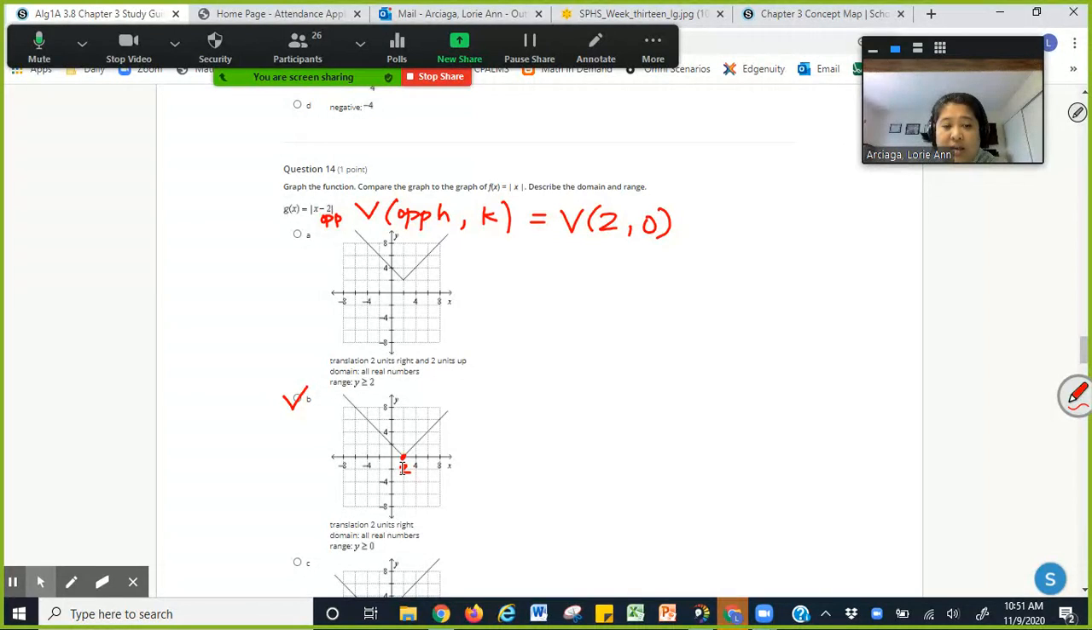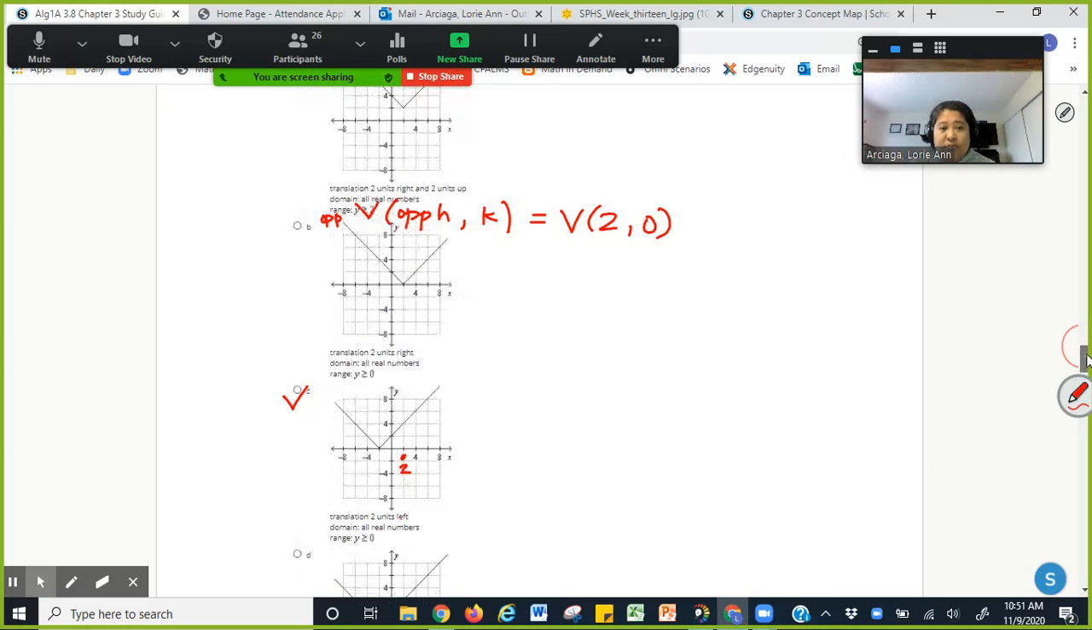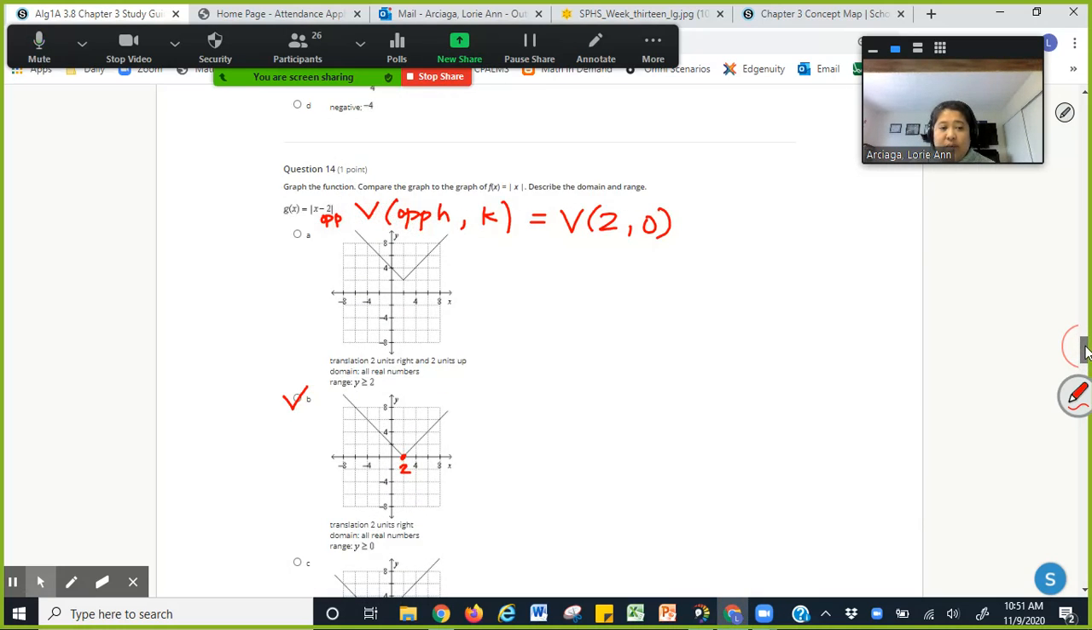Is there anything else that looked like letter B? I didn't see letter D. Let me go down. Nope, there's nothing else that looked like letter B, right? Okay, so once you have found the correct graph, this is where you can figure out whether the description or the comparison is correct or not. So since your vertex is positive 2, then it means that you went 2 to the right. Yeah, that's basically what it means here. It just added the word translation.